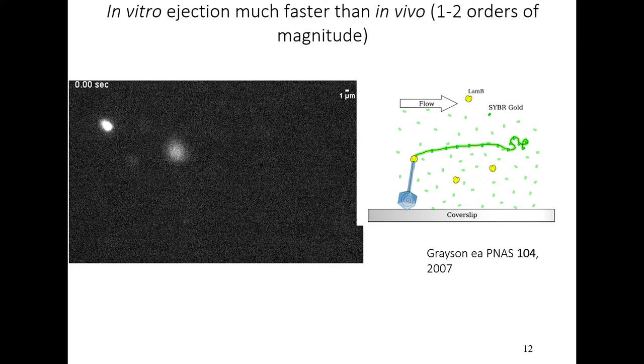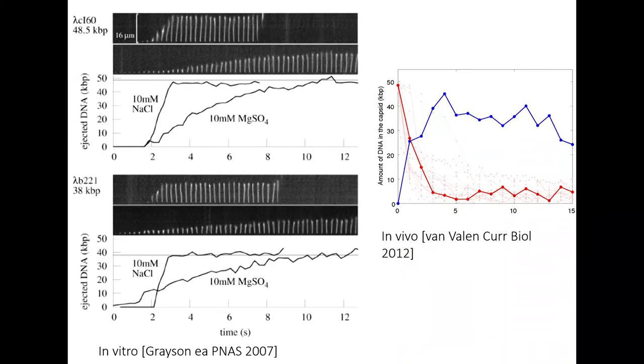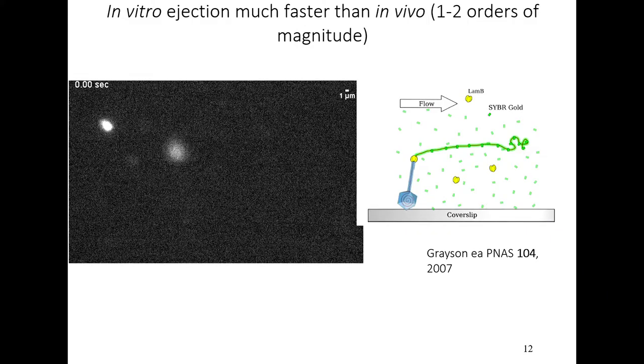Because here, you see it really goes. Oh, well, let me first stop and tell you what I'm actually showing you. So the setup is that you have phages adsorbed onto microscope cover slips, and then there's a flow of gold particles that stick to DNA, right? So they're being visualized. And the idea of the flow is that it stretches the DNA when it comes out of these phages, and LamB initiates, let's say, the uncorking of the phage.